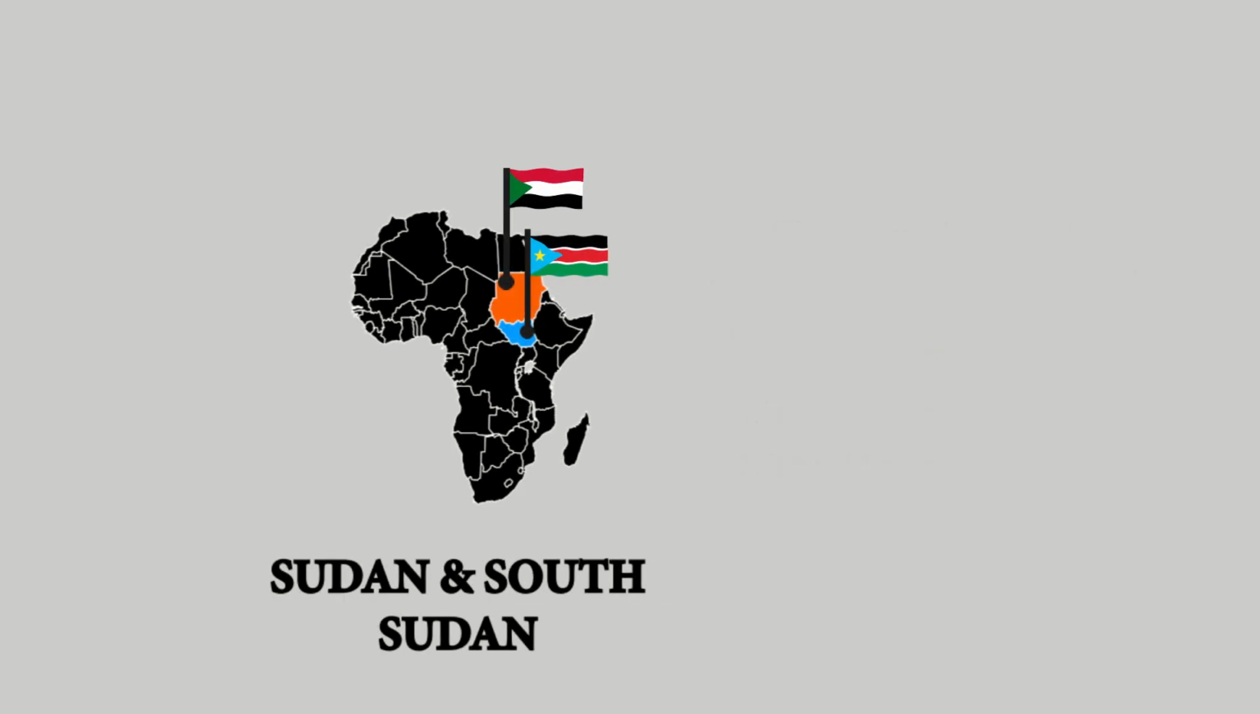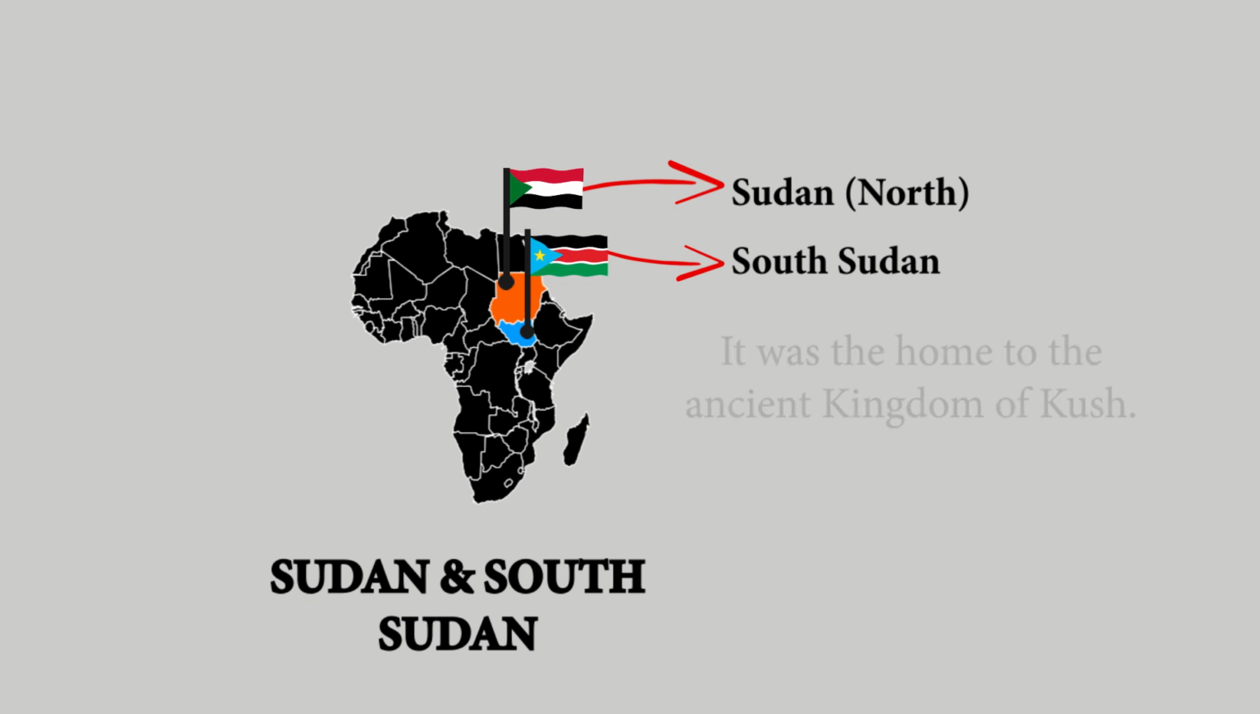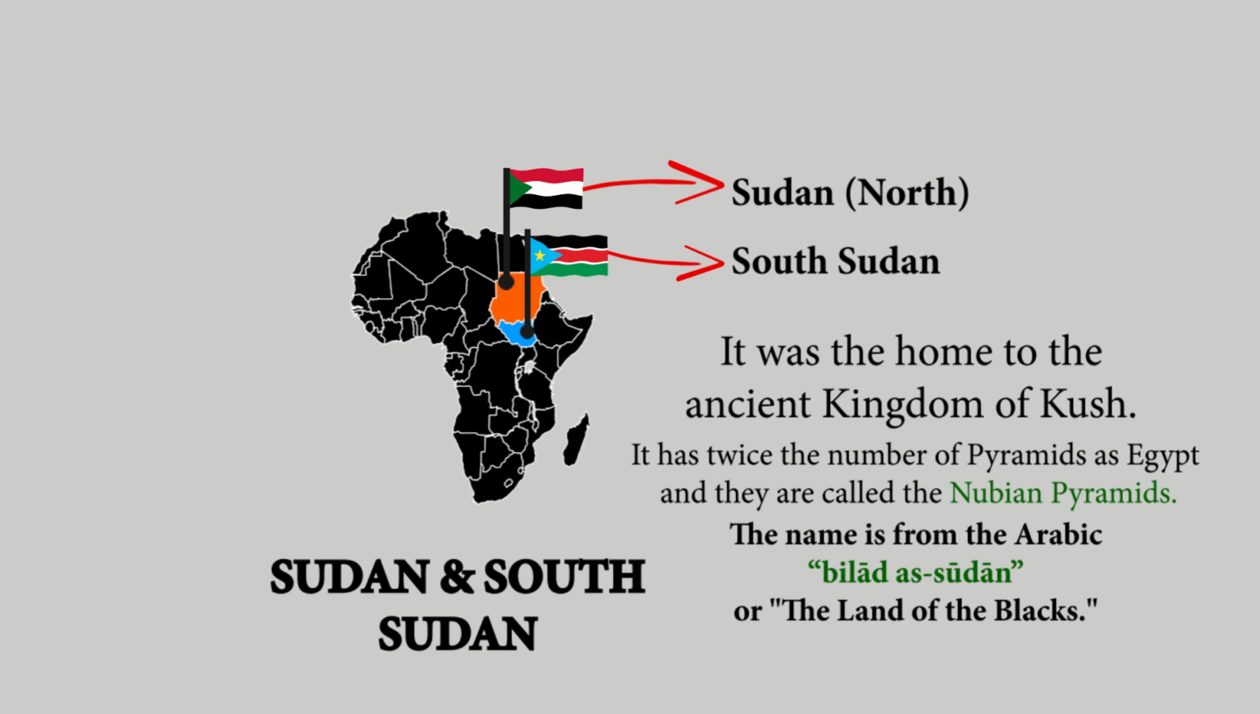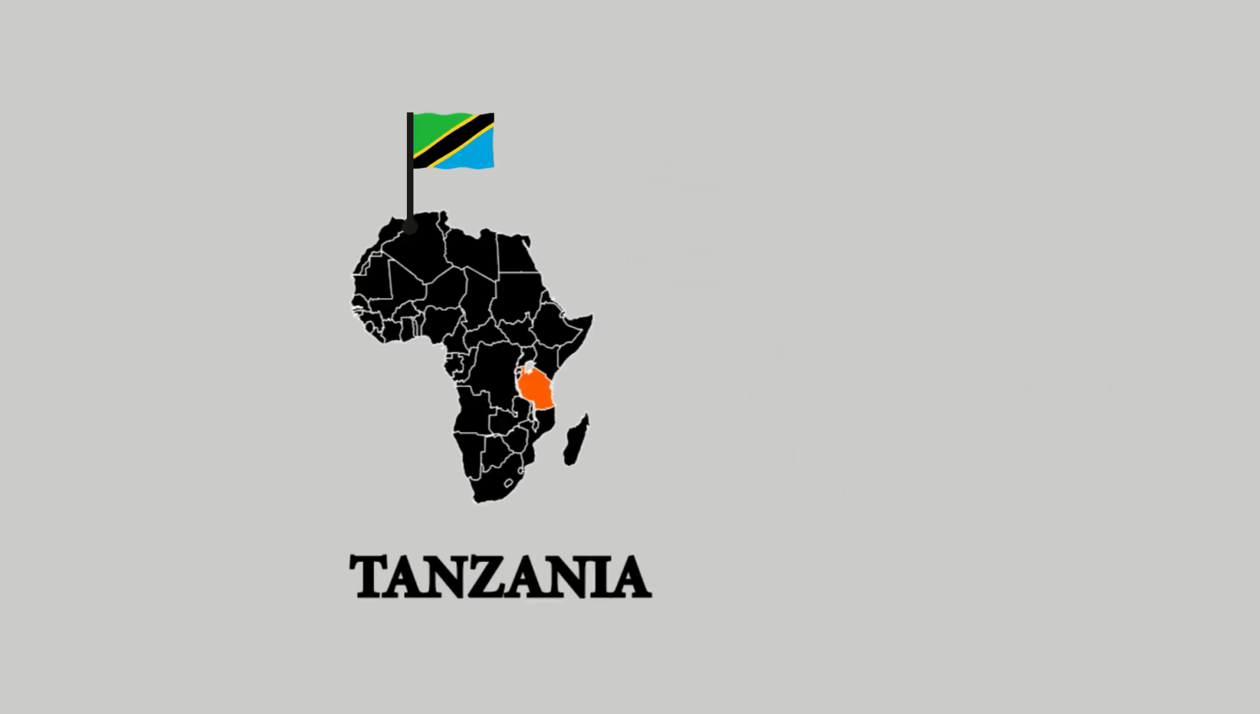Sudan and South Sudan. Sudan and South Sudan are 2 countries in Northeast Africa that used to be together. This region was the home to the ancient kingdom of Kush. Sudan has nearly twice the number of pyramids as Egypt, and they are called the Nubian pyramids. The origin of the name Sudan is from the Arabic Bilad as Sudan, or the land of the blacks.